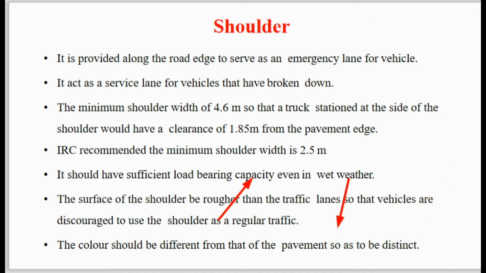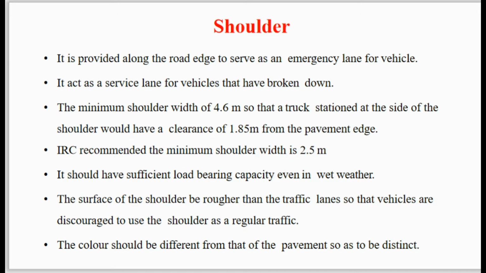Next is the shoulder. Shoulders are provided along the road edge in order to serve as an emergency lane for vehicles, and they act as a service lane for vehicles that have broken down. A minimum width of 4.6 meters should be provided, so that a truck which is stationary at the side of the road shoulder would have a clearance of 1.85 meters from the pavement edge.